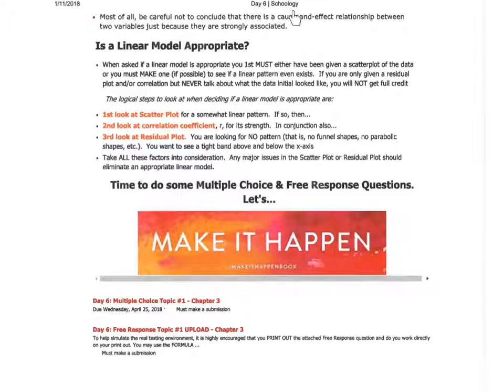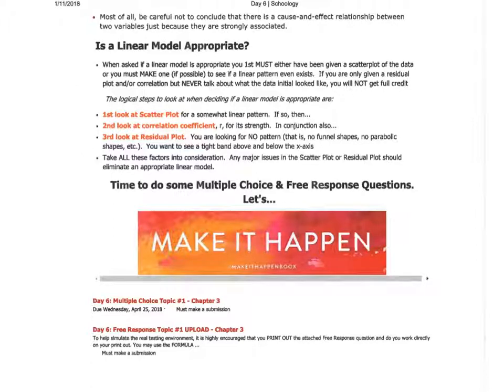A few of the last points. Remember that cause and effect relationships between two variables can't be made unless we have an experiment that's been imposed, which comes more into Chapter 4. But just because you see a strong association doesn't mean there's a cause and effect.